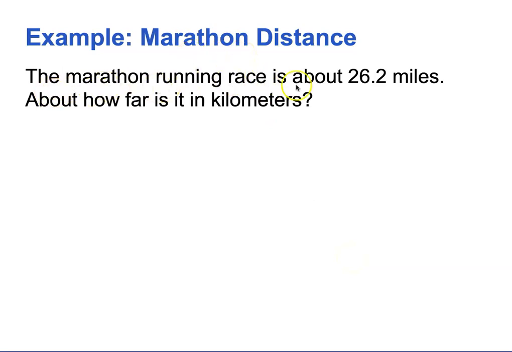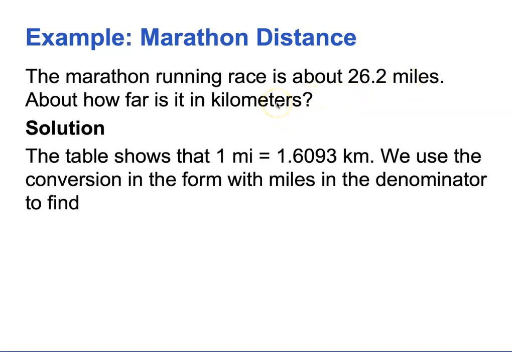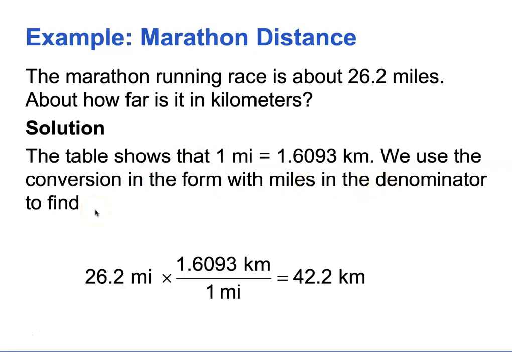All right, let's talk about a marathon distance. A marathon running race is about 26.2 miles. How far is that in kilometers? So we're wanting to convert miles to kilometers. The table shows that 1 mile equals 1.6093 kilometers. We use the conversion in the form with miles in the denominator to find what it is in kilometers.